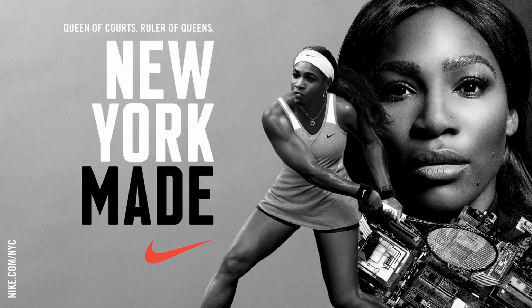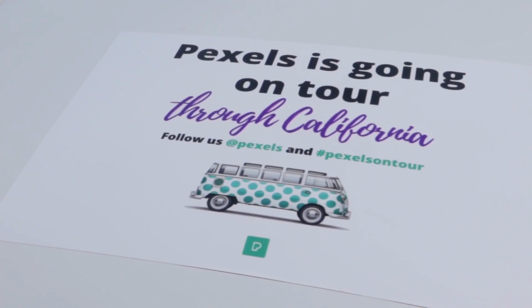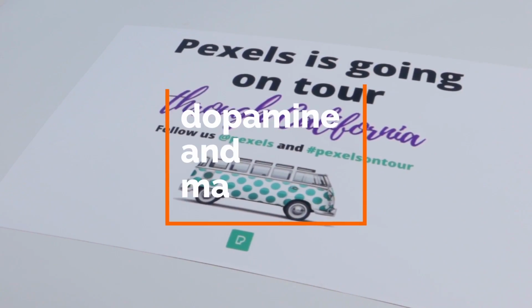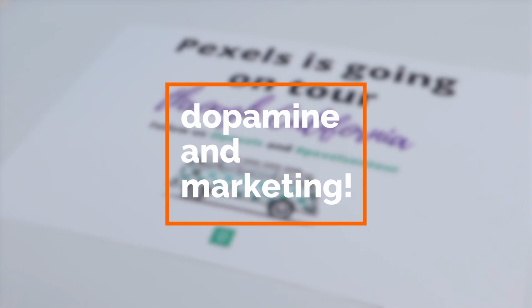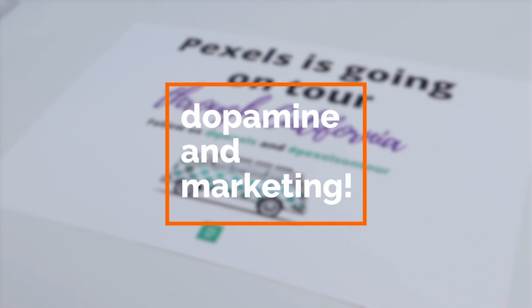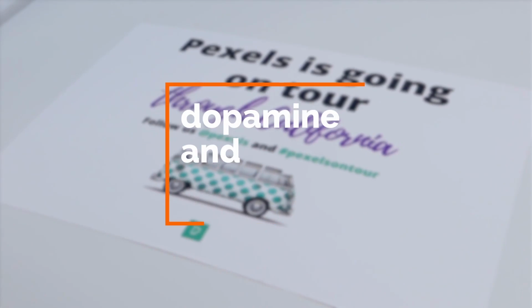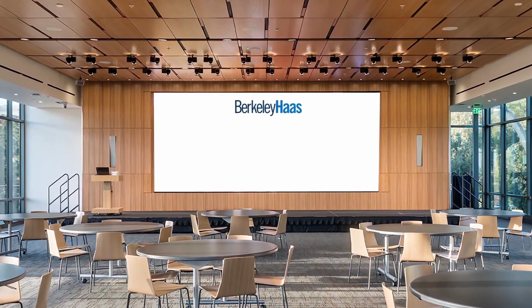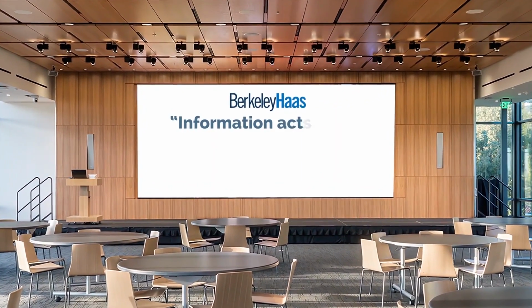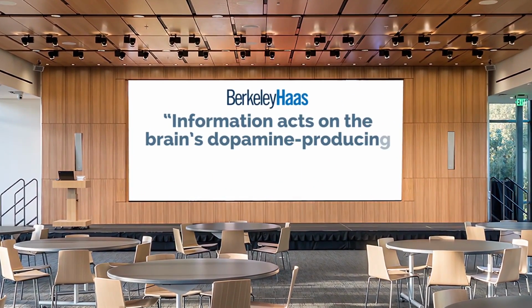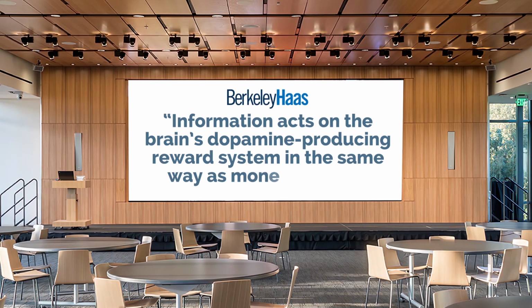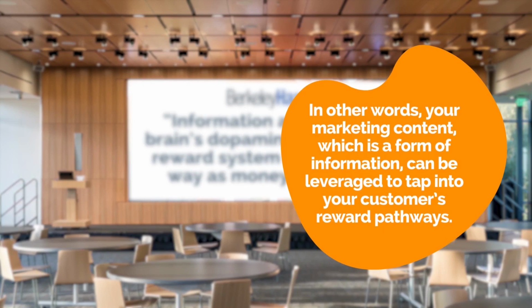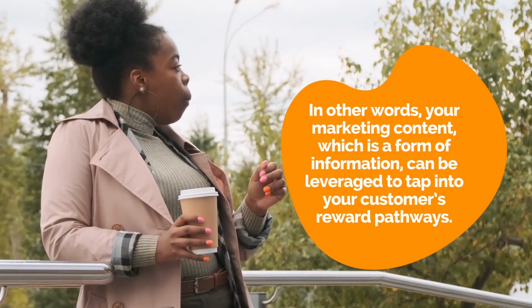So moving on to marketing, we see a similar trend. Now in content marketing, designers use information to connect with the audience. According to researchers at UC Berkeley's Haas School of Business, information acts on the brain's dopamine-producing reward system in the same way as money or food. So in other words, your marketing content, which is a form of information, can be leveraged to tap into your customers' reward pathways.